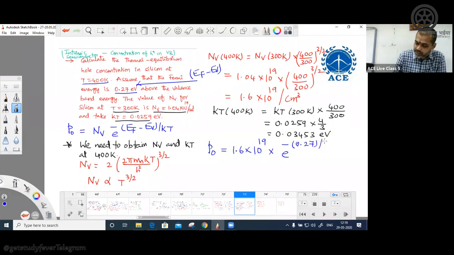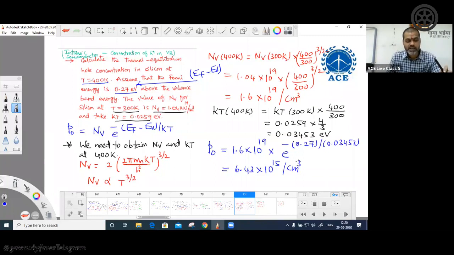Okay, so it is minus 0.27 divided by 0.03453 electron volts. Okay, so we calculate this, we will get 6.43 into 10 power 15 per centimeter cube. So here what you have to understand is, if I know the parameter values at a particular temperature, you can calculate the parameters at some other temperatures also. That is what we have done here.